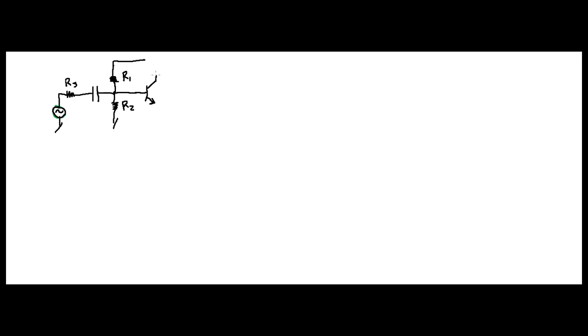Your collector comes up, you have another collector resistor, and this goes to VCC. That's what that is, VCC. Your emitter comes down, it goes to your emitter resistor, to ground, and this is RE. Alright? It's an E.